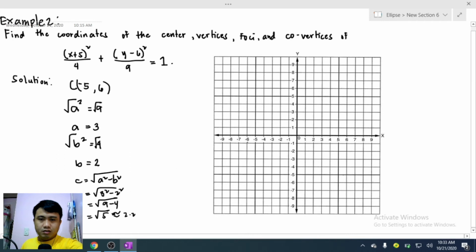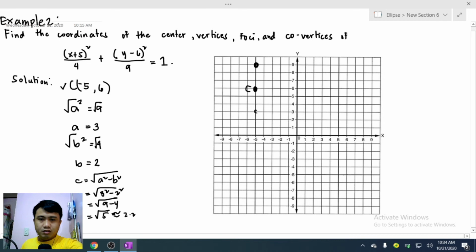Ang gagawin na lang natin is to plot first the center, negative 5, 6. Nasaan si negative 5, 6? Negative 5, positive 6. Doon siya. This is our center. Okay, sunod natin, si a. Saan natin ipa-plot si a? Patayo ba o pahiga? Of course, patayo. Kasi ang ating major axis is patayo. So, dito tayo magka-count. From the center, we have 3 units. 1, 2, and 3. Tama ba? So, 1, 2, 3. Ganon din sa baba. 1, 2 and 3.